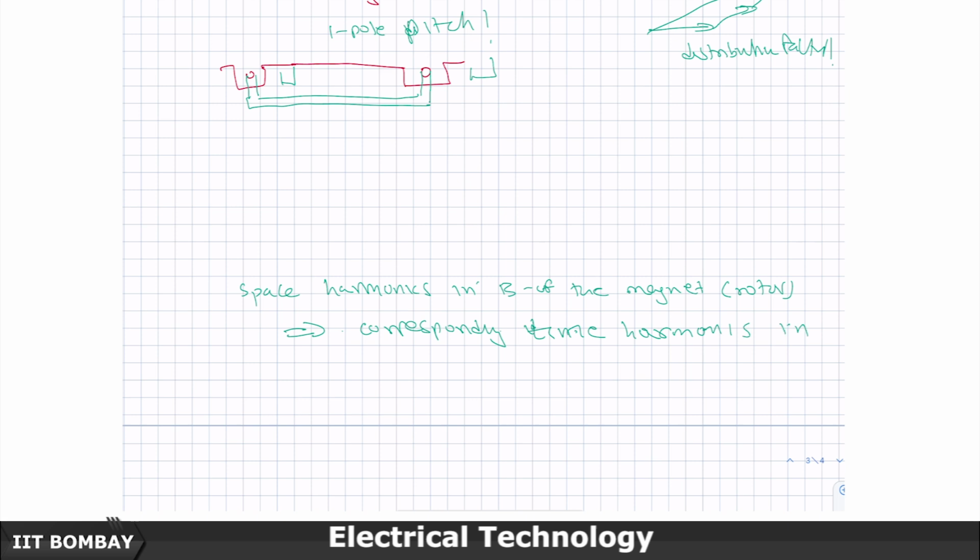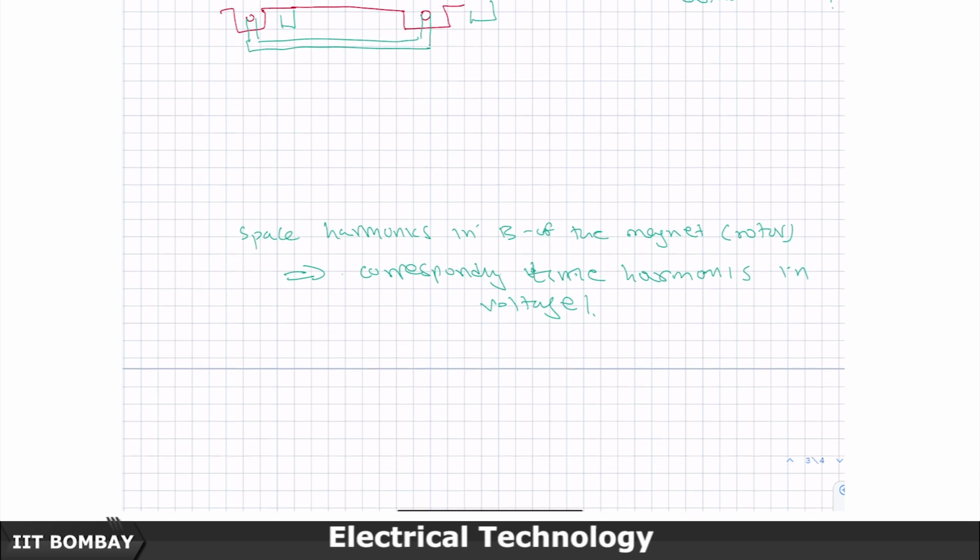Time harmonics in voltage. So, the third frequency space harmonic will lead to a 3 times 150 degrees harmonic in the voltage, and our end goal is that we want to eliminate or restrict these harmonics from the terminal voltage. And how do you do it?